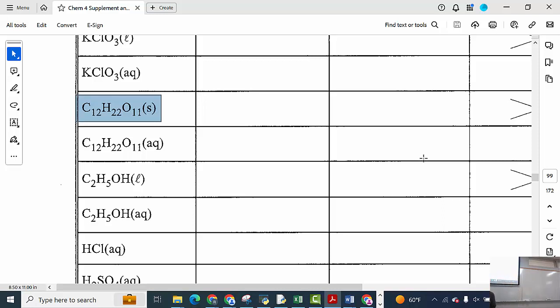All right, pure sucrose is a solid, but pure ethanol is a liquid. So this is ethanol here. This is what we call CCl. It's clear because you can see through it. It's colorless. There's no color, and it's a liquid. So CCl stands for clear colorless liquid.